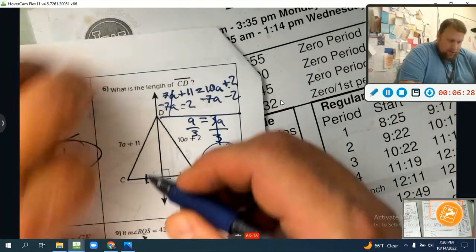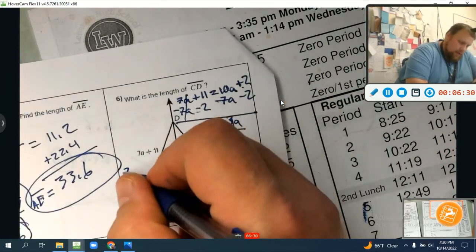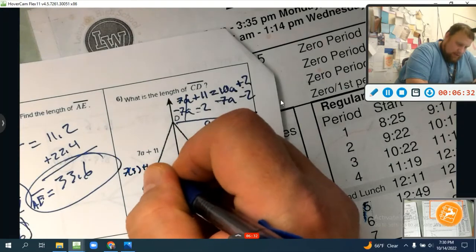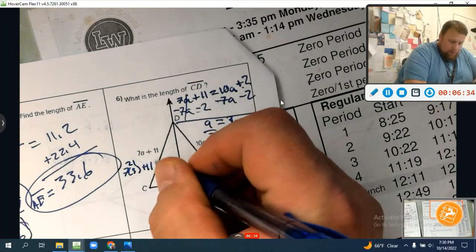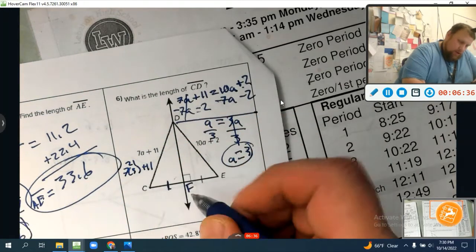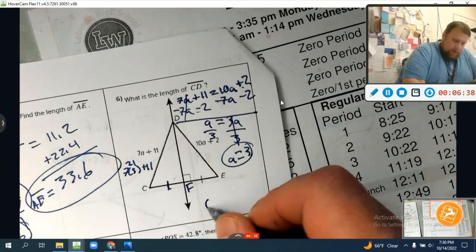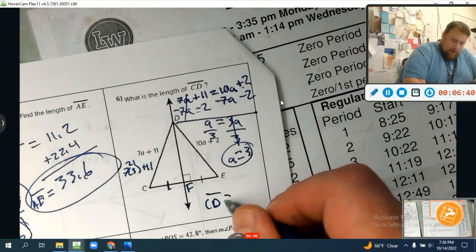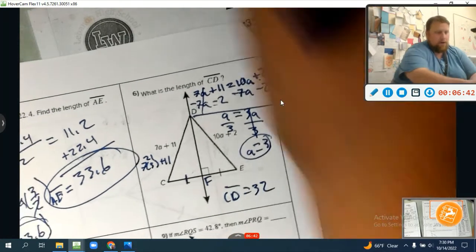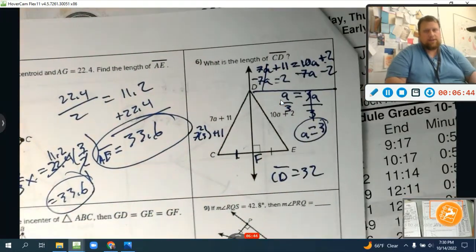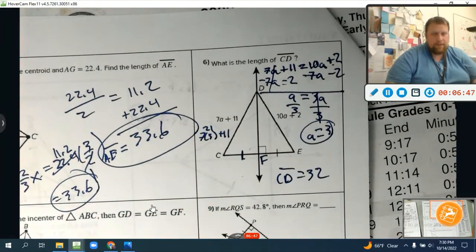Boom. So if I want to know the length of this side, that's going to be 7 times 3 plus 11, which is 21 plus 11, or 32. So we know that CD equals 32. Boom! Let's do this. This is a good problem.